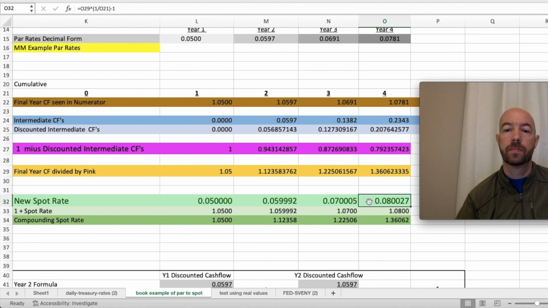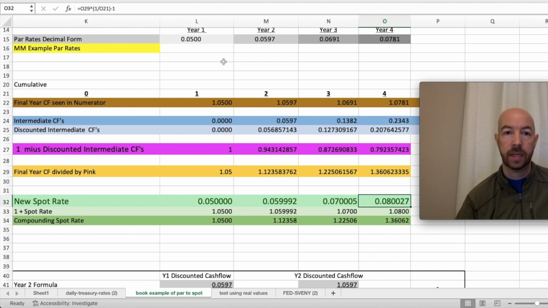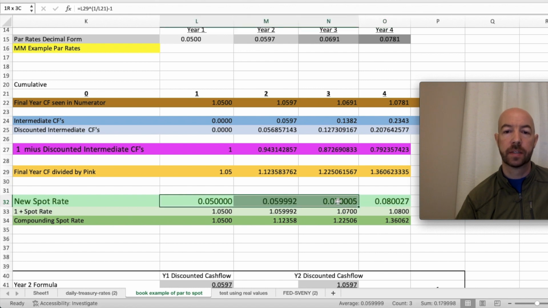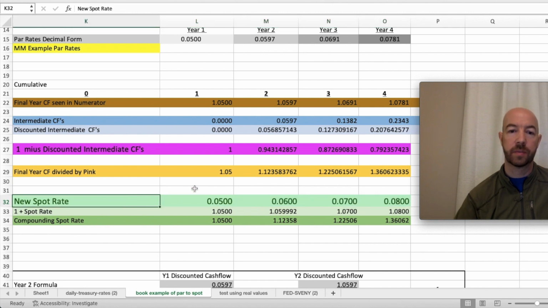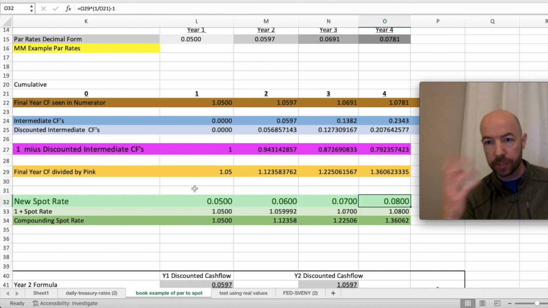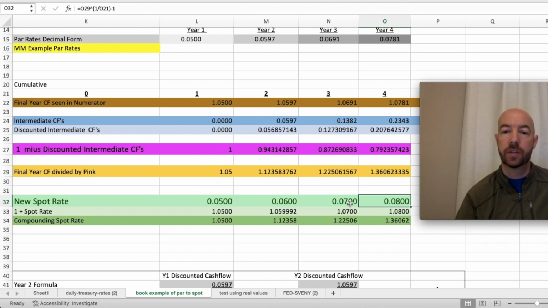If we weren't taking it out to all these long numbers, you could see it'd be really clean. It's a really clean example: if you have these par rates, 5, 5.97, 6.91, 7.81, you're going to get these really clean spot rates. 5, 6, 7, 8, right? It's like a bad workout routine or something. 5, 6, 7, 8. They chose it like that to make it really clear, nice and neat and presentable in the end, and it goes to at least 2 decimal places if you were to convert it to percentages.